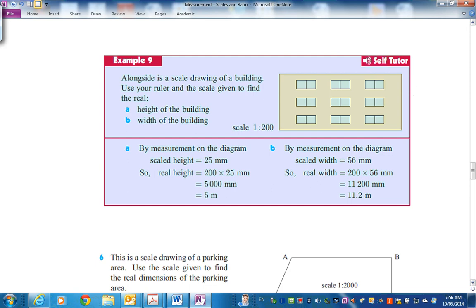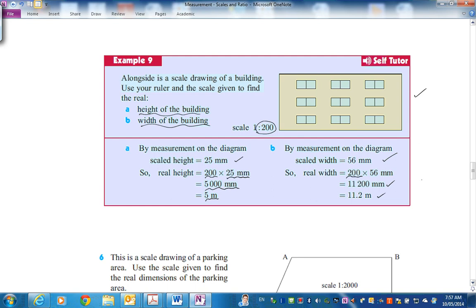Okay, let's go on and see a further application here, a bit more practical now. Here's a scale drawing of a building, and you'd use measurement, use your ruler and this given scale to find the height and the width. Okay, so on the diagram you measured that the height is 25 millimetres, scale is 1 to 200, so the actual size is 200 times your drawing. 5,000 millimetres divided by 1,000 is 5 metres. Measuring on the diagram, the scale width is 56, multiplied by 200, because the actual size is 200 times bigger, that many millimetres, 11.2 metres.